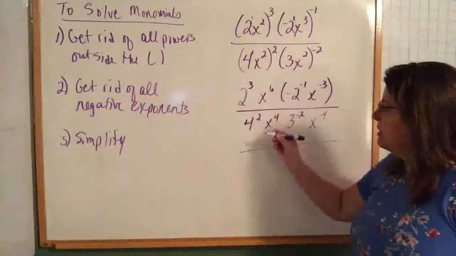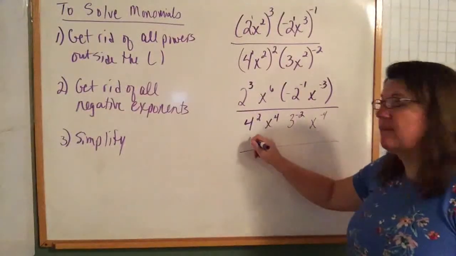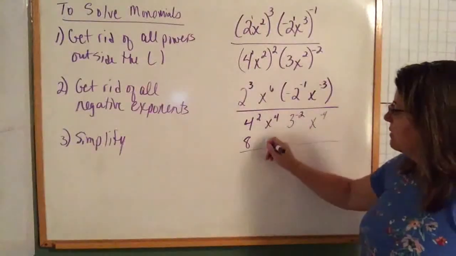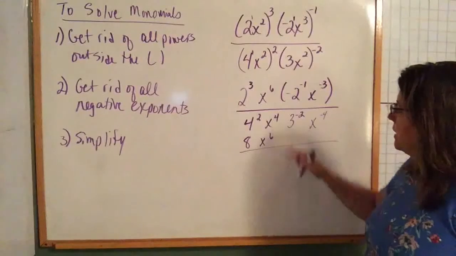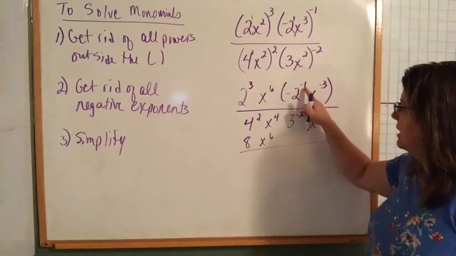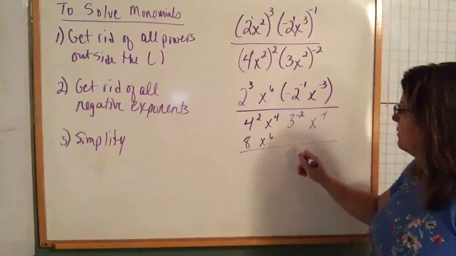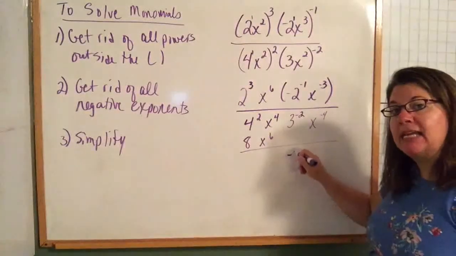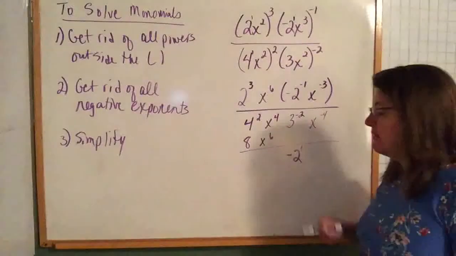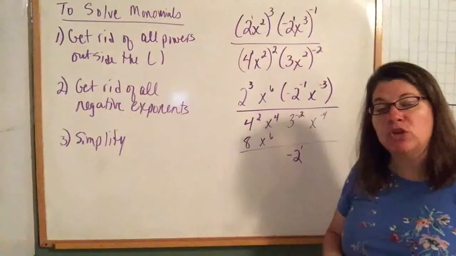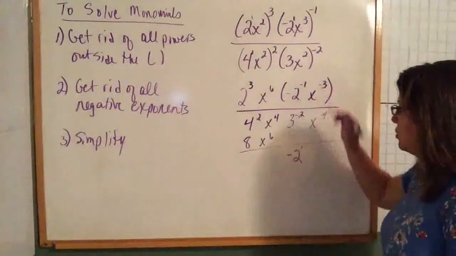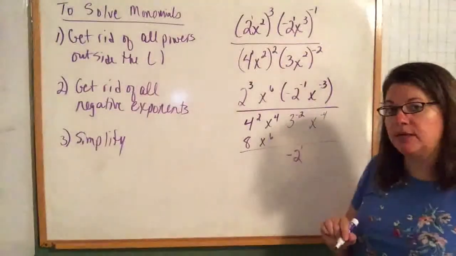2 cubed is positive. I'm going to leave it where it is, and since I'm leaving it where it is, I'm going to go ahead and make it an 8. X to the 6th stays where it is. -2 to the -1. -1 is negative, so it's going to move to the bottom as a positive 1, but it's still going to be a -2. It's just a -2 to the positive 1. Now, we don't change the value of the coefficient. We just change the exponent to a positive and move it to the opposite spot.